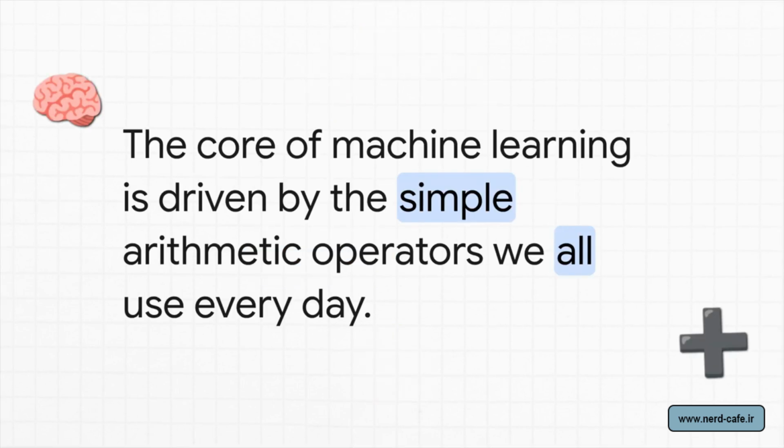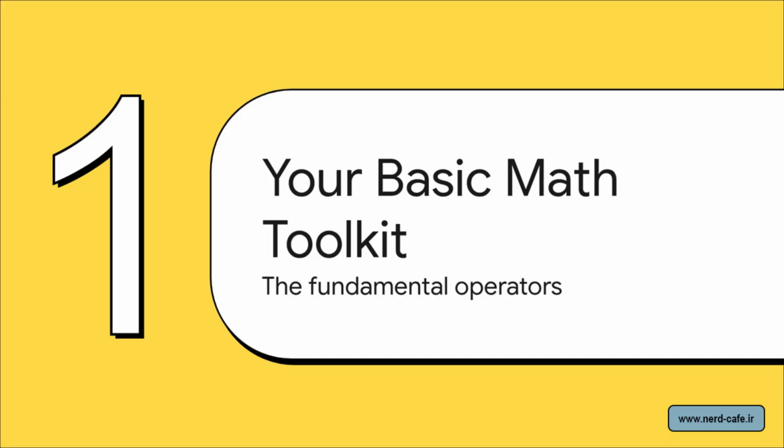Yep, that's it. The real engine driving machine learning is just the basic arithmetic we use every single day. We're talking addition, subtraction, multiplication, division. These aren't just for splitting a restaurant bill, they are the absolute fundamental building blocks of intelligence. So, let's open up this toolkit, shall we? We're about to look at the exact symbols that, when you put them together in the right way, let a machine sift through data, spot patterns, and, well, actually learn something.